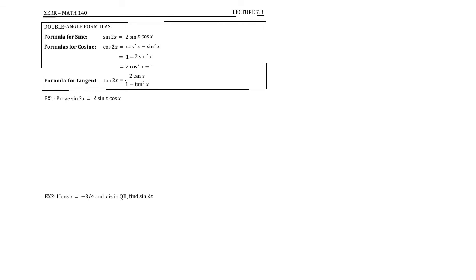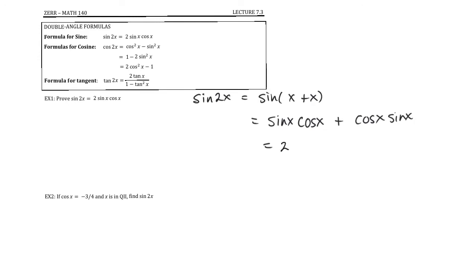Let me show you how I can prove that the sine of 2x is equal to 2 times the sine of x times cosine of x. Okay, so sine of 2x would be equal to the sine of, well, 2x is the same as x plus x, and then we'll use the sum formula for sine: sine of the first, cosine of the second, plus cosine of the first times sine of the second. And so that establishes that there's two of those, sine x times cosine of x.